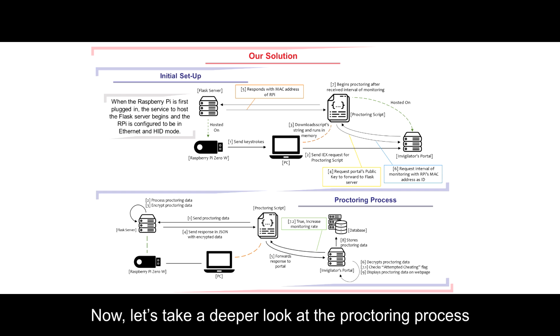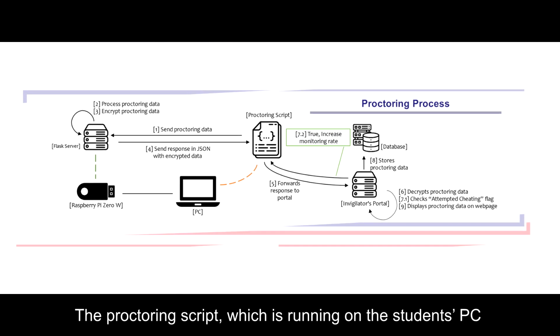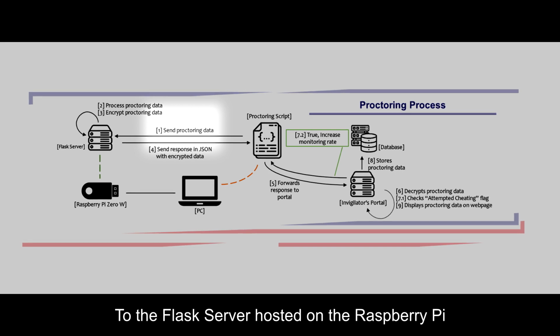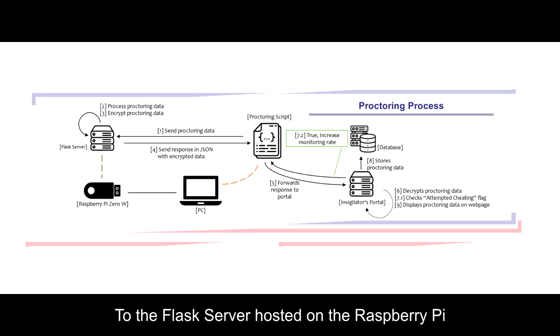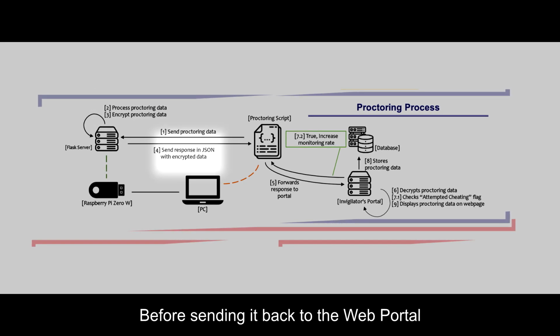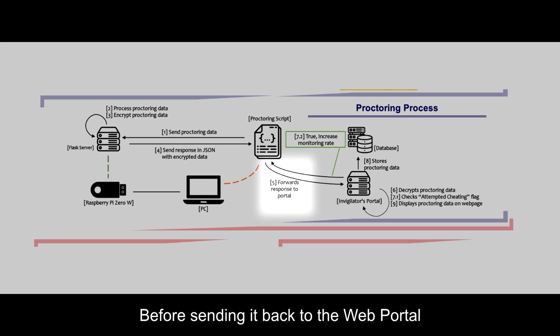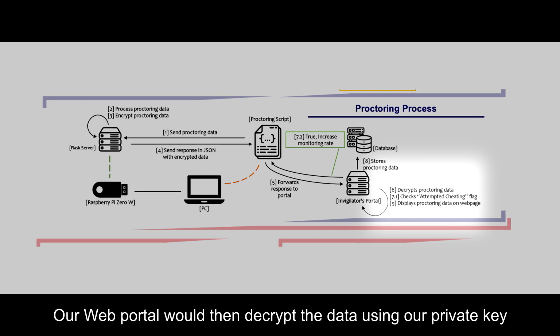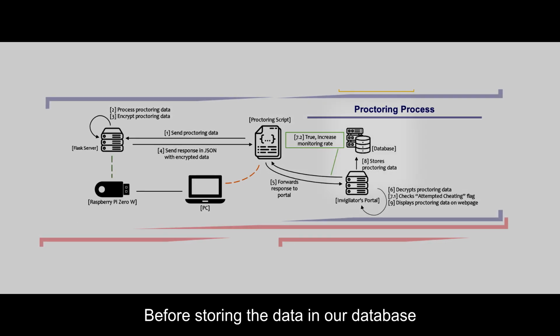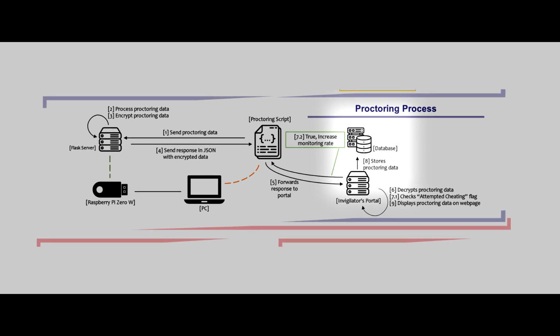Now, let's take a deeper look at the proctoring process. The proctoring script, which is running on the student's PC, would then send proctoring data over to the Flask server hosted on the Raspberry Pi. Our Flask server would then process and encrypt the data before sending it back to the web portal. Our web portal would then decrypt the data using our private key and analyze the data for cheating attempts before storing the data in our database.